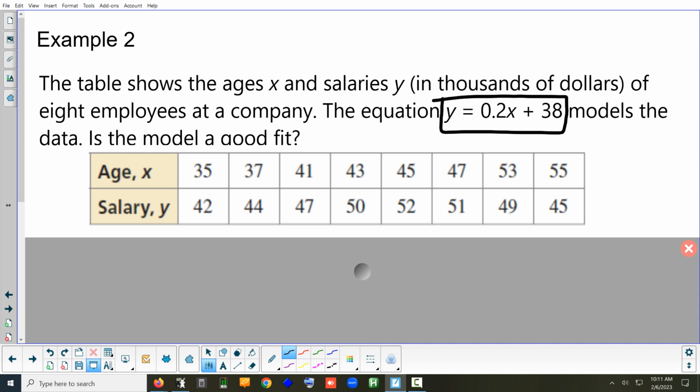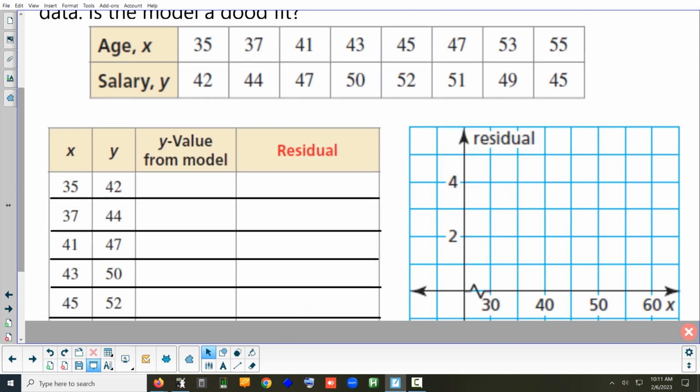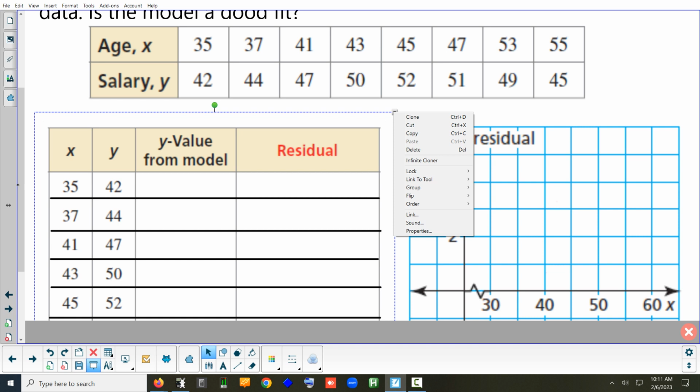What we're going to do is figure out, did they draw a good line? So hopefully we're going to look for residuals that are small. So let me, I need to set up my table. Actually, I can just click this. Let's get rid of that.